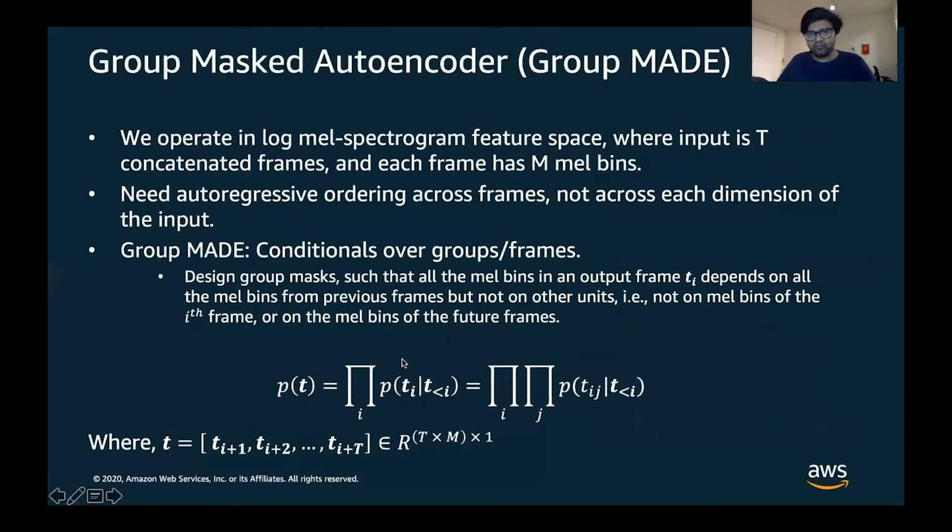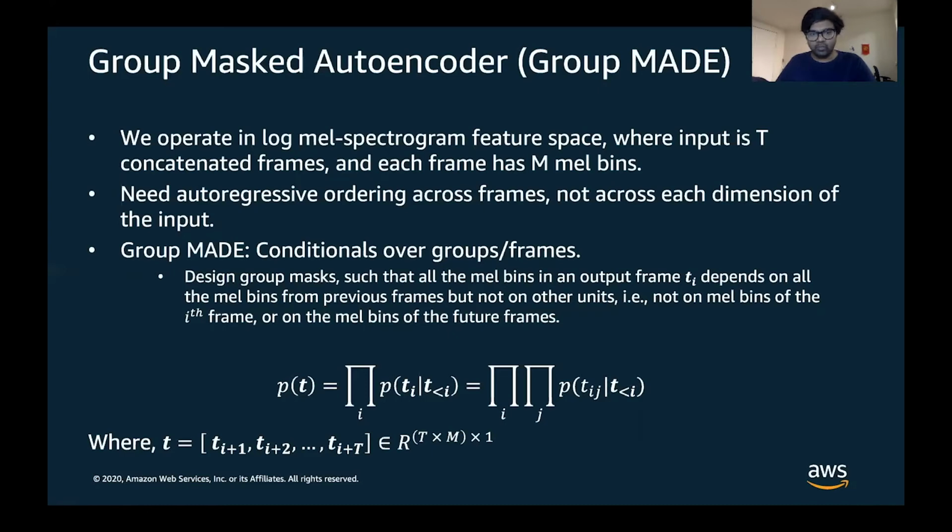In our case, we adapt that to make it a group masked autoencoder. The motivation was that in this problem, we operate in log-mel spectrogram feature space. Let's say our input is T concatenated frames, and each frame has M mel bins. So your input dimension is T multiplied by M. But we don't want autoregressive ordering in each dimension. What we want is the autoregressive ordering across frames. That's why we came up with this group masking.